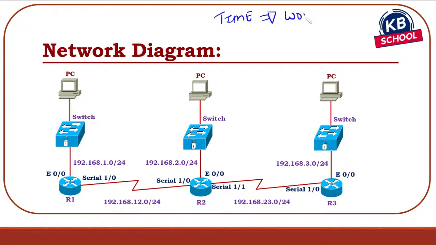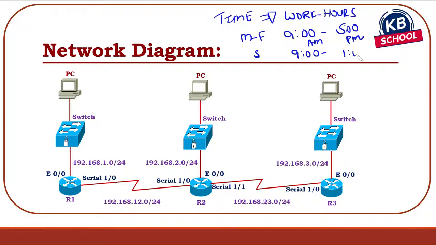This is not the syntax, this is just giving you an example. Work hours is Monday through Friday from, let's say, 9 a.m. till 5 p.m. And on Saturday, it's from 9 a.m. to, let's say, 1 p.m. So I can define a time which states my work hours. I call this a time range, and I'll give it a name of work hours.